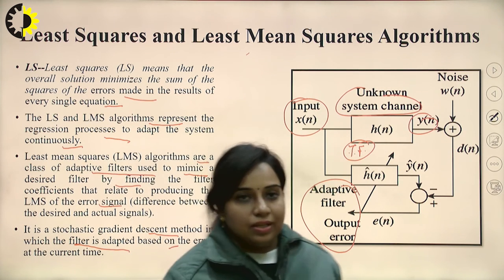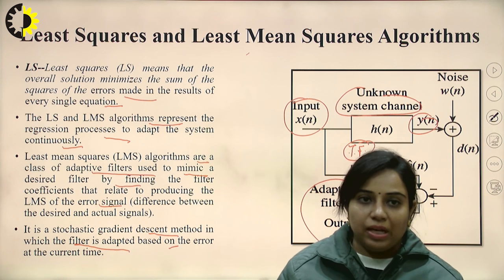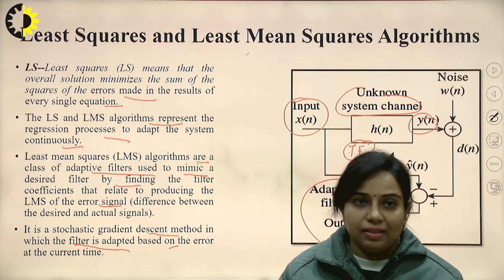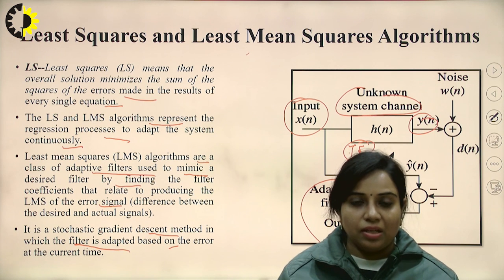So in this lecture we have discussed equalization, where it is used to minimize the ISI, that is inter-symbol interference, and then 4 to 5 different types of equalizers we have discussed in this lecture.